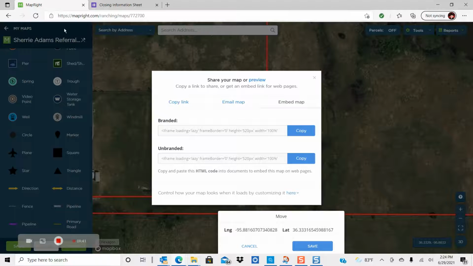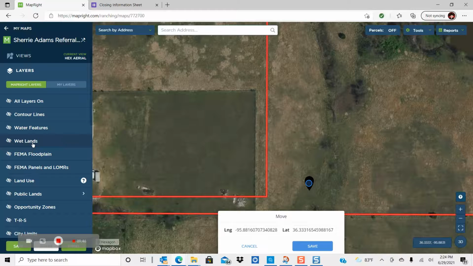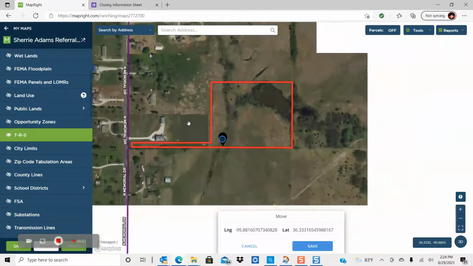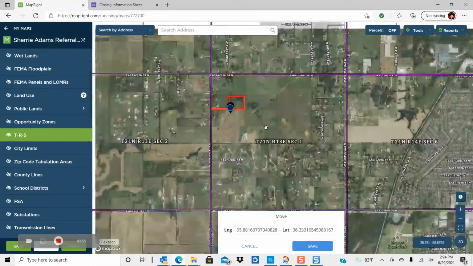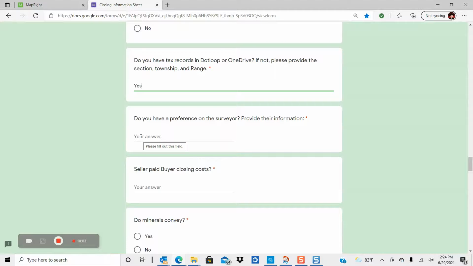If you don't know how to do that, you go right over here to MapRight and you come up here to layers and you click TRS, and then you just back out of there, and it's going to tell us our property is located in Township 21 North, Range 13 East, section 1. If you've already put the property on MLS, you're already going to have that information. But if you represent the buyer only, then that may be something you want to put in here in case it's a buyer only transaction and your buyer is wanting to pay for a survey.